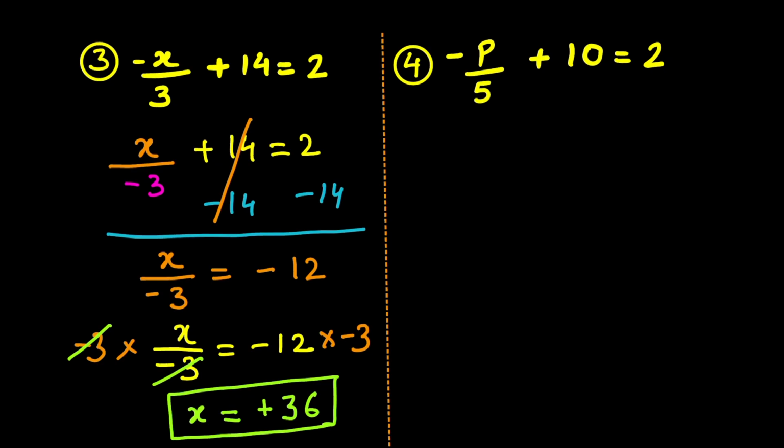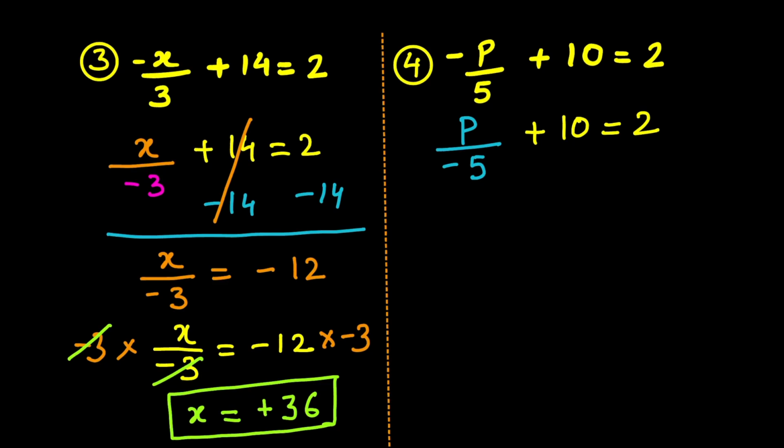Same way example 4. So it is minus p. So again the minus sign is with the variable. So first step is we'll take this to the bottom and make this denominator number as negative. So we'll write it as p divided with -5. So this minus sign we will move to the bottom. Rest of the terms will write the same. So plus 10 equals 2.